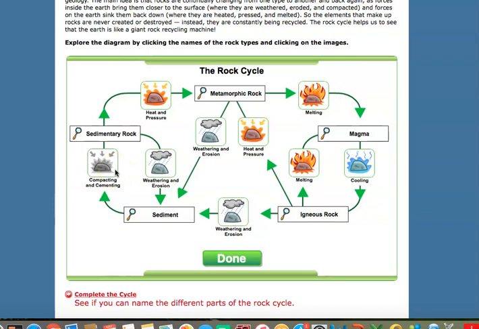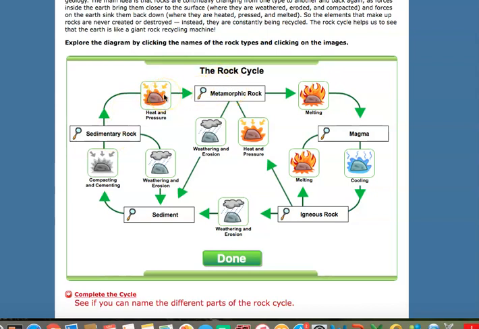Another important thing for you to keep in mind is that when we have one rock change into another, this does not happen overnight. It can take hundreds of thousands, if not millions of years for this process to occur. So let's have a look at some examples here. I'm not going to go through every single scenario, but let's just follow a sedimentary rock into a metamorphic.